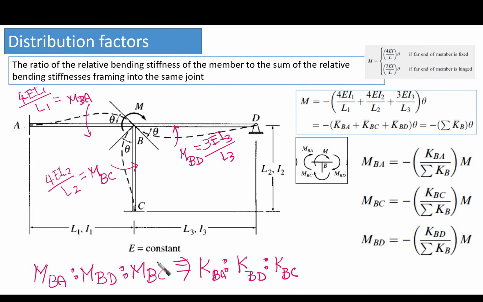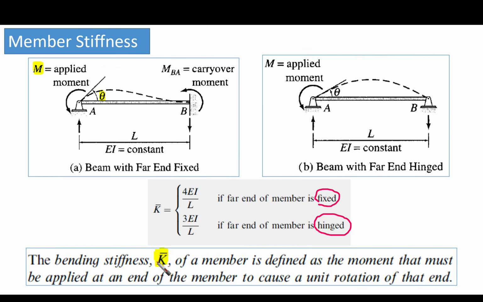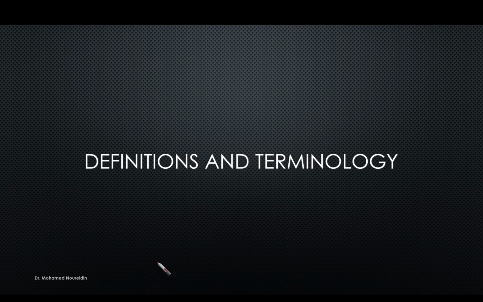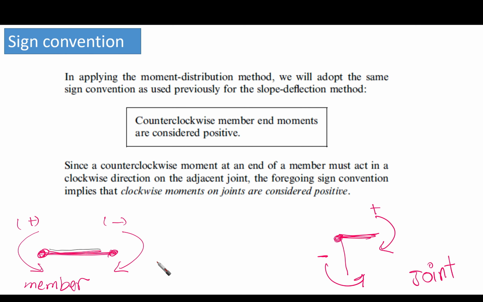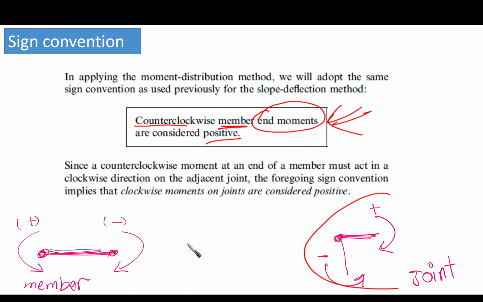Okay, that's it for today's video. I want to recap what I have explained here. Very, very important definitions. I want to highlight them. First of all, the sign convention, remember that well. Positive is counterclockwise, we are talking about member end moments. The opposite would apply for joints.